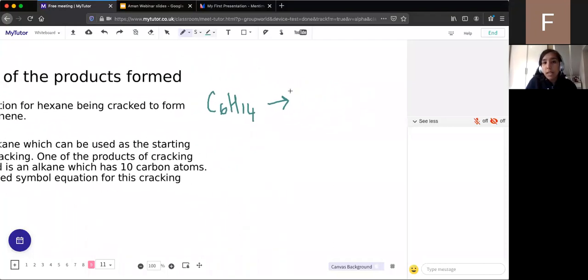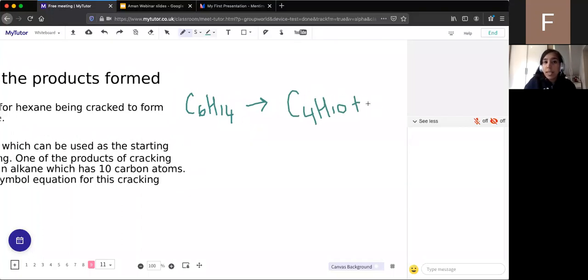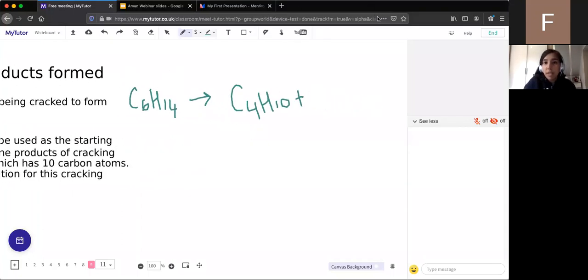So butane, does anyone remember what's the chemical formula for butane? Someone's already written out the whole equation for me. You are correct, well done. Yep, C4H10 is butane. And then the other product is ethene. What's the chemical formula for ethene? C2H4, excellent. So now we just need to make sure it's balanced, and it is balanced.